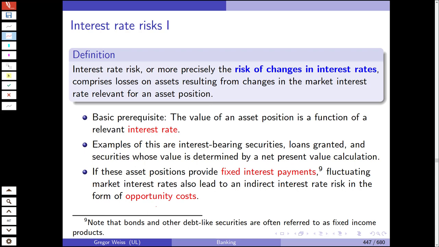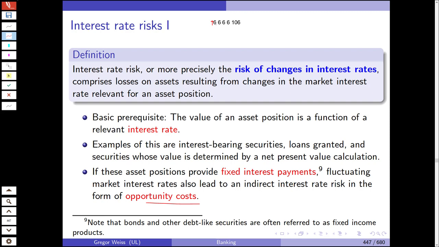Because if you have bought or if you have given out a loan and the loan pays 6, 6, 6, 6, and 106%, this is very nice given the fact that we currently have a zero interest policy by central banks. So the 6% is actually quite high. If you have to pay the 6%, this is quite unfavorable to you. And this is then a risk because of the opportunity costs.